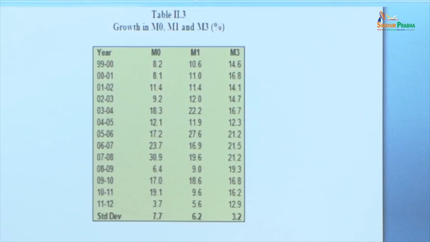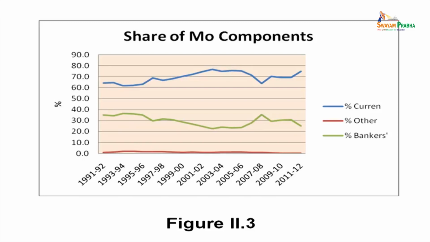So this is what you expect to happen. All right, next is share of M0 components. M0 में 3 हैं: other deposits, bankers deposits with RBI and currency in circulation. कौन सा ज़्यादा है? Currency in circulation. You can see last few years currency in circulation is about 70%, थोड़ा कभी नीचे कभी ऊपर, about 70%. That means 30% है bankers deposits, because other deposits are very little.